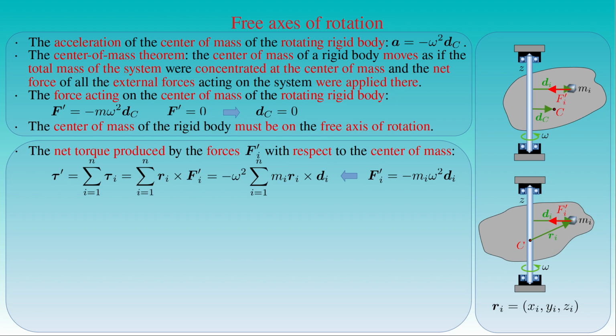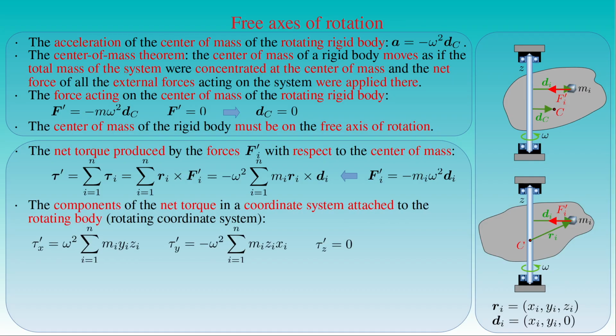In the case of the horizontal distance vector di pointing from the z-axis to the mass element mi, the z-coordinate vanishes for any mass element. Then we can write the components of the torque τ' as follows. Its x component is equal to omega squared times the sum of mi times yi times zi from i equals 1 to n. Its y component is given by minus omega squared times the sum of mi times zi times xi from i equals 1 to n, and the z component vanishes.